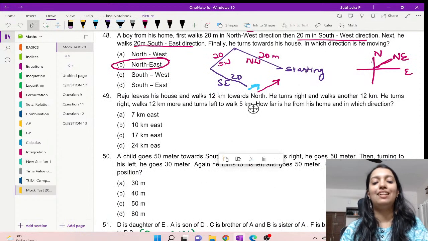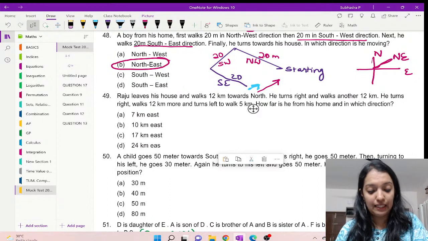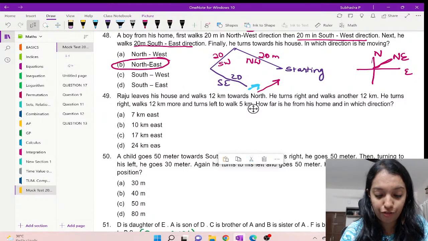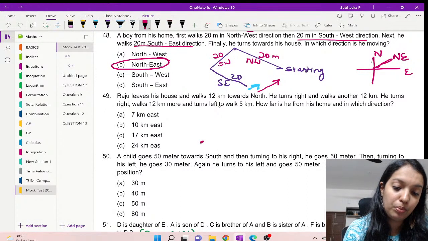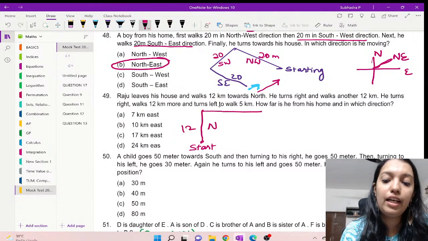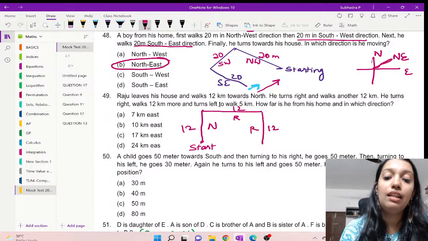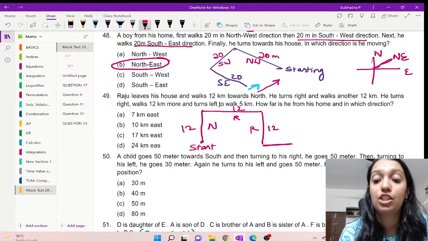Next. Raju leaves his house and walks 12 kilometers towards north. Let me start drawing. For the 49th question, if this I consider to be the starting point, he goes 12 kilometers in a north direction, goes right for 12 kilometers. Then again walks for 12 kilometers in the right direction. Then he turns towards left. Left from the south direction means in this direction. This is left 5 kilometers.